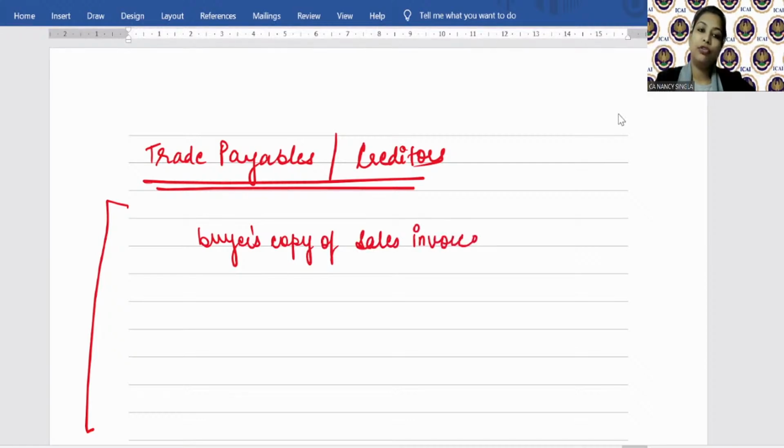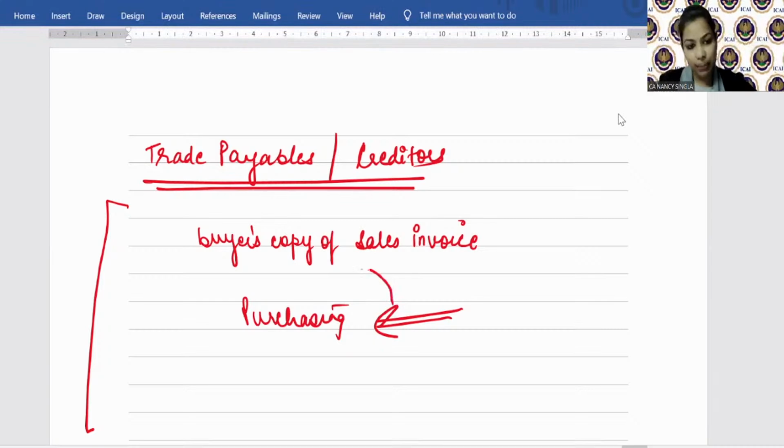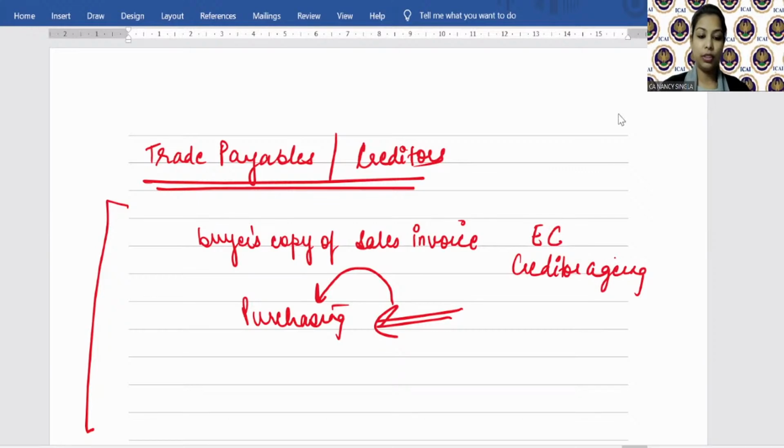That means, see, if you are purchasing something, the other party will be raising an invoice and that party will be giving you the buyer's copy of the sales invoice. Okay. External confirmation, correct. What else? Correct. Creditor aging. Now you are answering very well, because whoever is able to answer now, I'm sure he is clear about the verification of trade receivables. That's why your answers are now coming exactly the way I want.